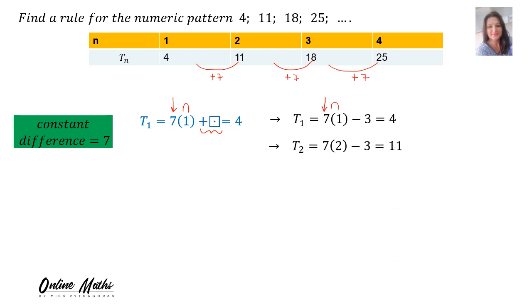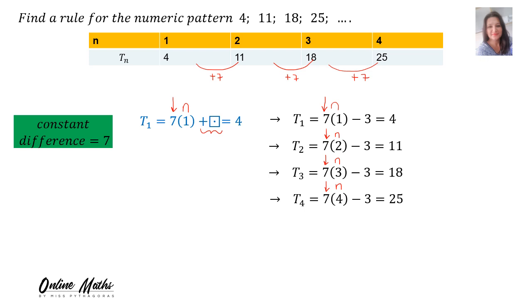Term 2, constant difference times n minus 3 is 11. 7 times 2 is 14 minus 3 is 11. Term 3, constant difference times n minus 3 is 18. Let's check if we're right. 7 times 3 is 21, minus 3 is 18. Term 4. Constant difference times n minus 3 is 25. 7 times 4 is 28, minus 3 is 25.